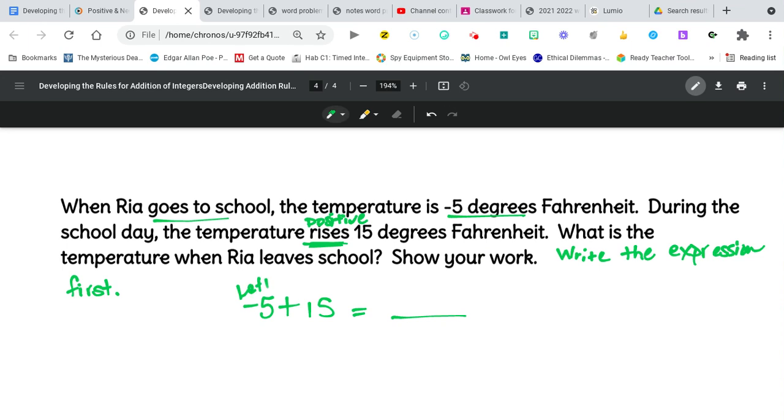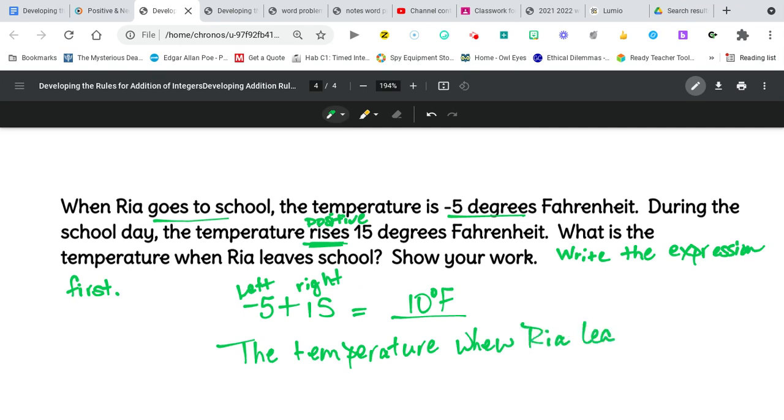So this is to the left, or we can say it's negative. That's to the right, and we could say it's positive. They go in different directions, or we can say they're different signs. You got negatives and positives. You're going to end up with a positive 10 degrees Fahrenheit. So I'm going to put the temperature when she leaves school is 10 degrees Fahrenheit. And yes, I want you to write the answer in sentence form. And that's all you have to do.